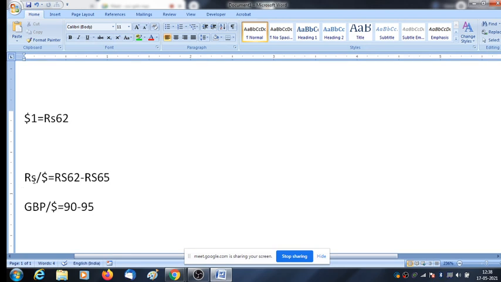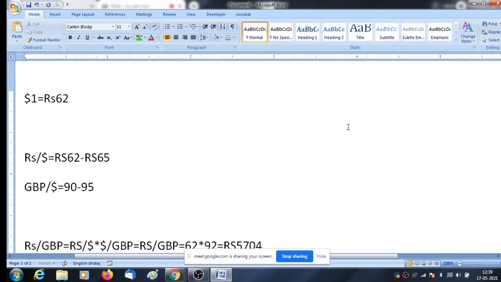Okay, so what we are doing? We are having rupees per dollar, and we are expressing dollar in terms of rupees. And this is a two-way quotation. This is the bid rate and this is the ask rate. You agree with me or not? Now, here I have just changed the problem, and instead of dollar per GBP, I have written GBP per dollar. Means dollar is expressed in terms of pound. This 90 and 95 are in pounds.